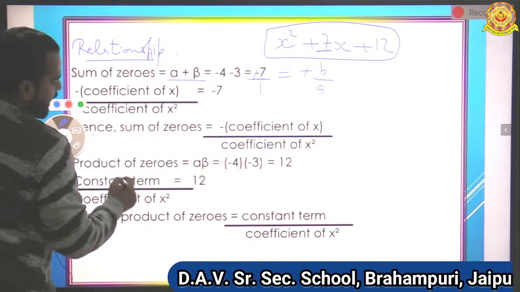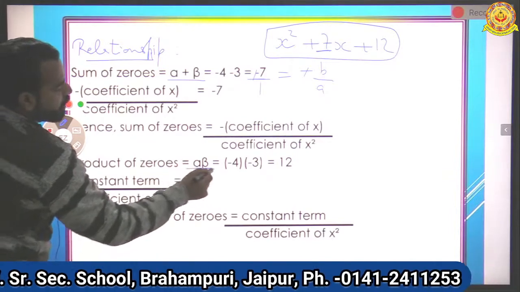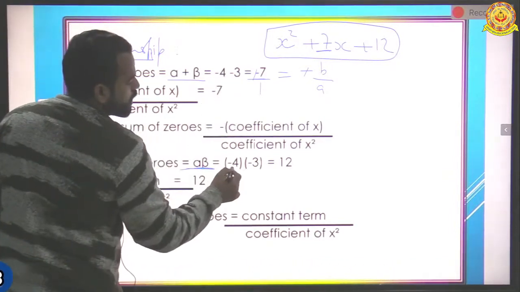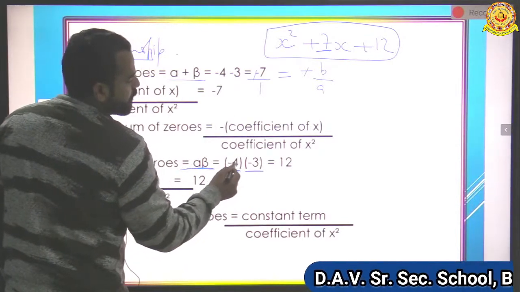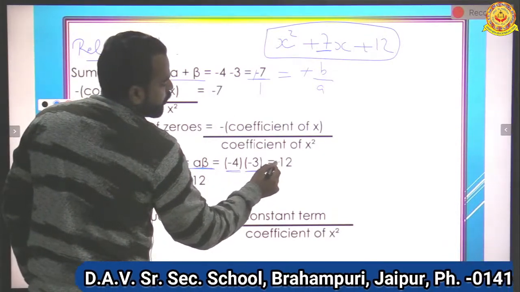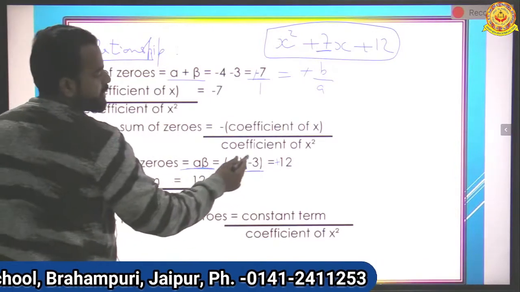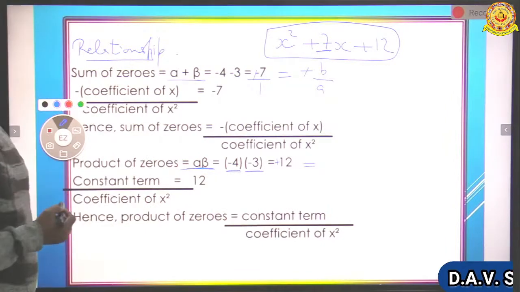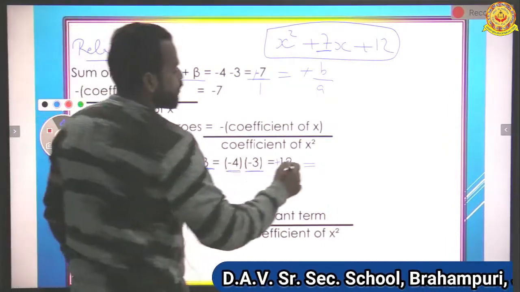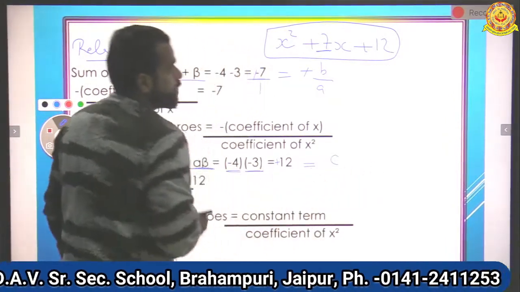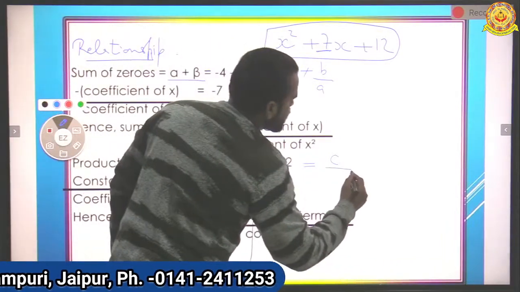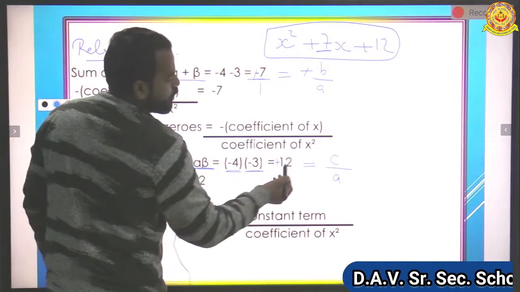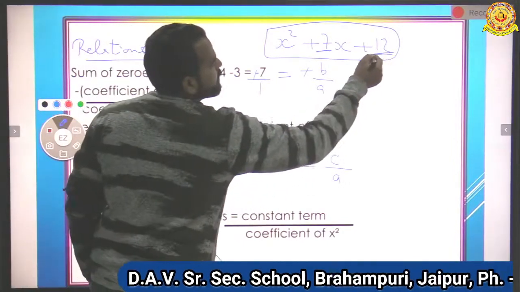Okay, now next we can find the product of the zeros, which is alpha into beta. As we know that the two zeros are minus 4 and minus 3, so when we multiply minus into minus, the product will be plus. Minus into minus will be plus, 4 3s are 12. Now we know that the relationship of the zeros and the coefficients is, the product of the zeros is c upon a. This is the relationship which we studied. Now the c value is plus 12 here. Look at this, c value is 12.